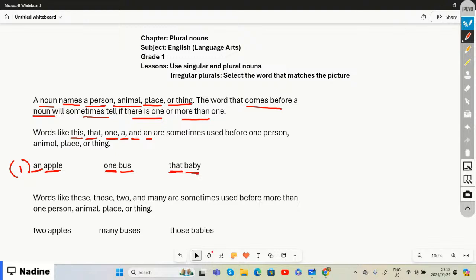So if we look at words like an, one, that, that makes mention of one thing or one person or one animal or one place that we are talking about. And we call this singular nouns. These words we will find in front of singular nouns, where we are making mention of one noun: one person, one animal, one place, one thing. That is singular nouns.